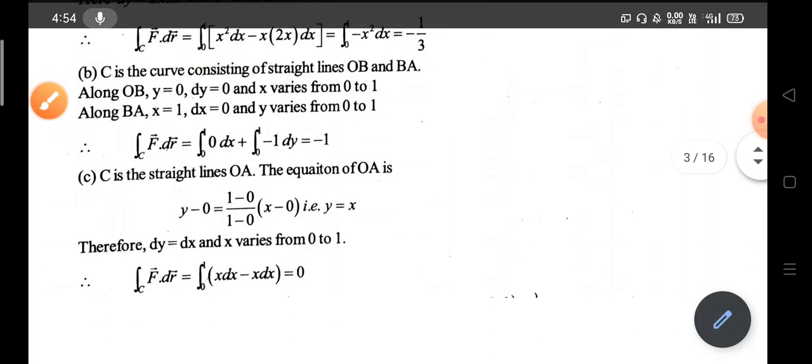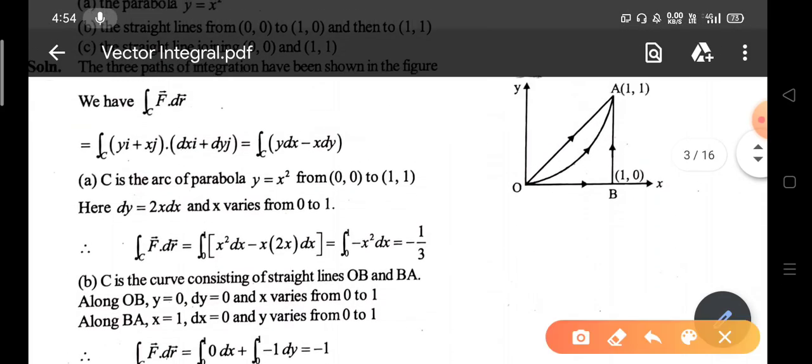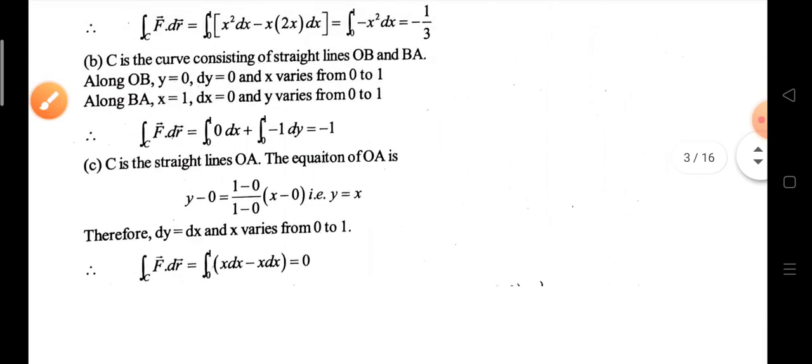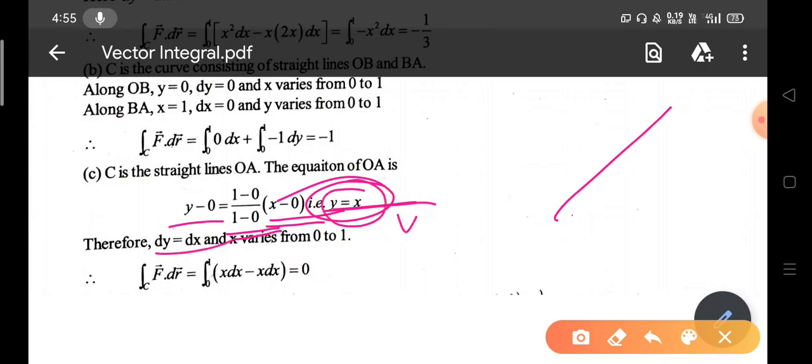Okay. Now I shall take the third path, that is from O to A along the straight line. So first you find out the equation of the straight line. Here the coordinates are 0, 0. Here the coordinate is 1, 1. So what will be the equation of the straight line? That is y minus y naught equals (y1 minus y naught) divided by (x1 minus x naught) into (x minus x naught). So y minus 0 equals (1 minus 0) divided by (1 minus 0) into (x minus 0). So y equals x. It will give you the equation of this line.